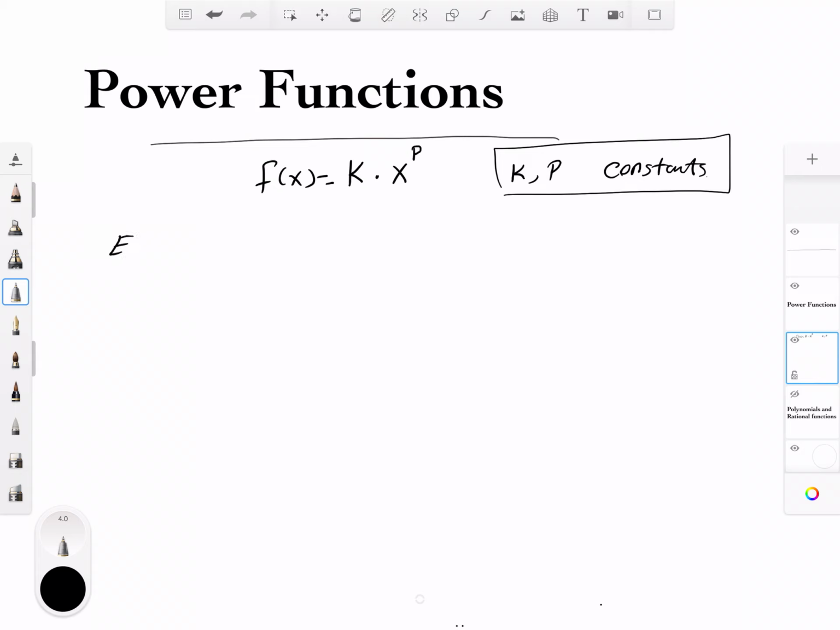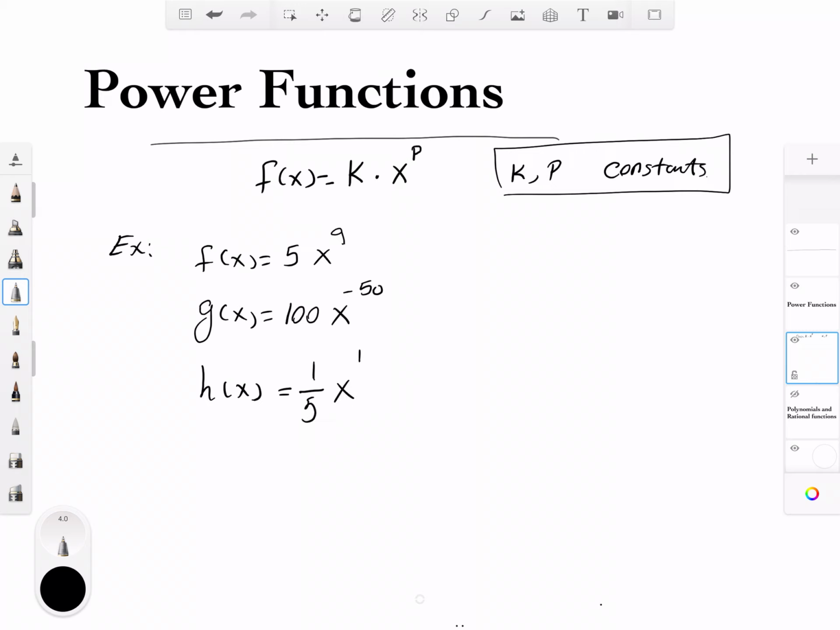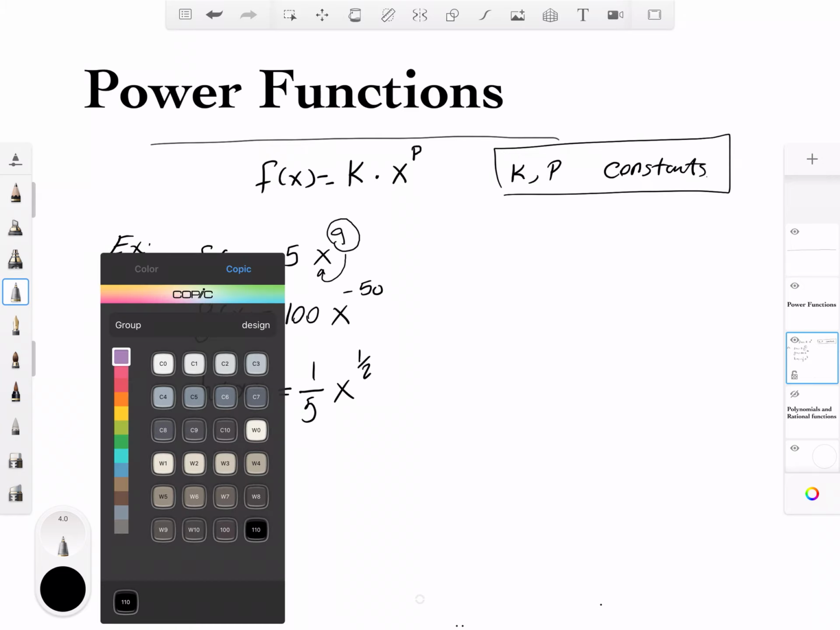For example, f of x equals 5 x to the power 9. g of x equals 100 x to the power negative 50. h of x equals 1/5 x to the power of 1/2. As long as there is an exponent above the x, this will be a power function.